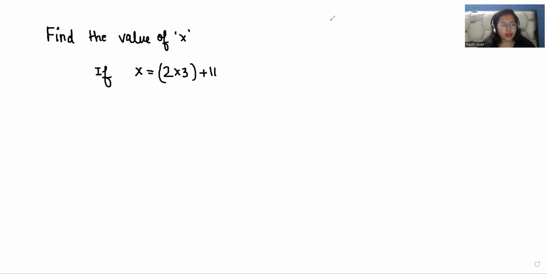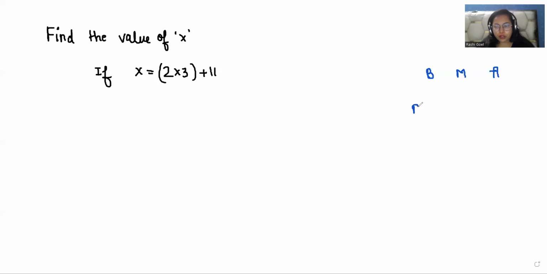My name is Rashi Goel, and in this video we are going to find the value of x when x is equal to (2 × 3) + 11. So as we can see, there are three things in x. First is bracket, then multiplication, and then addition. So now we have to choose the preference.